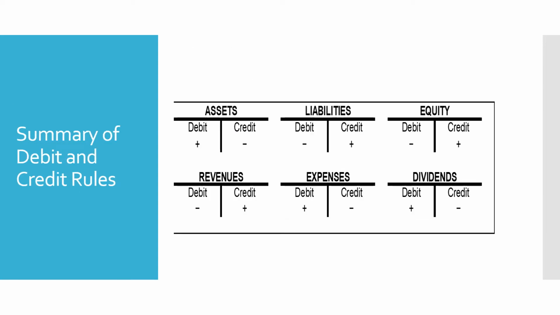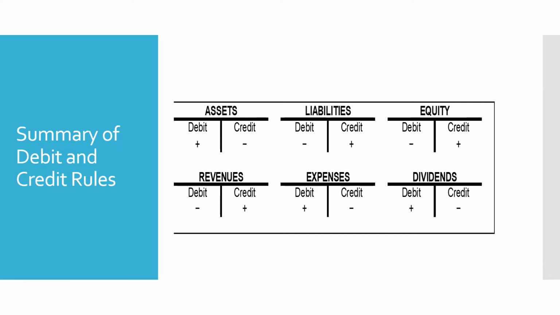So here's a summary. We have assets, liabilities, and equity, which is our basic accounting equation. Assets are increased by debits, decreased by credits. Liabilities and equity are on the opposite side of the accounting equation, and they work the opposite way. They're increased by credits, decreased by debits, and have normal credit balances.